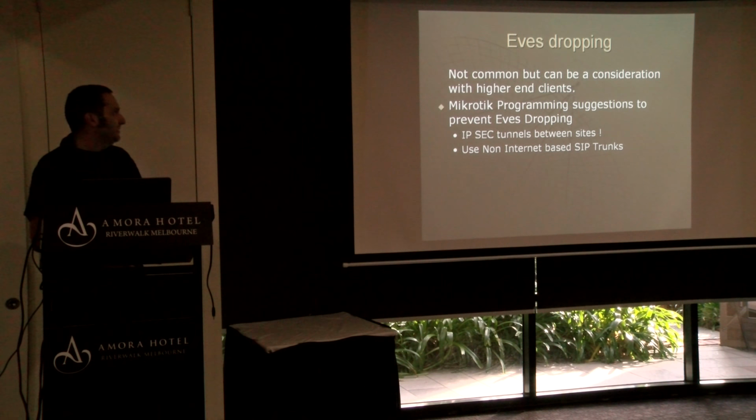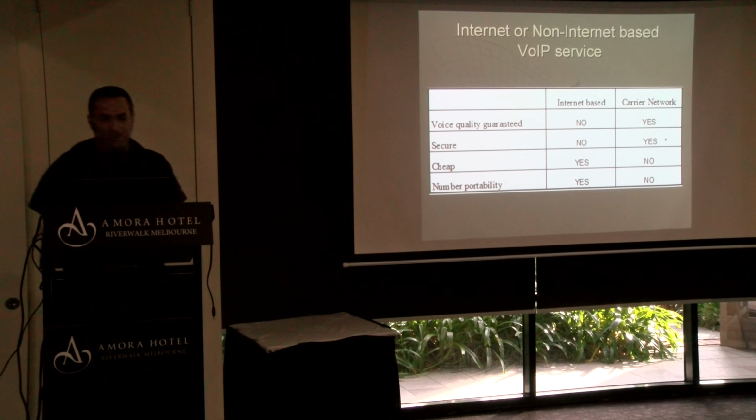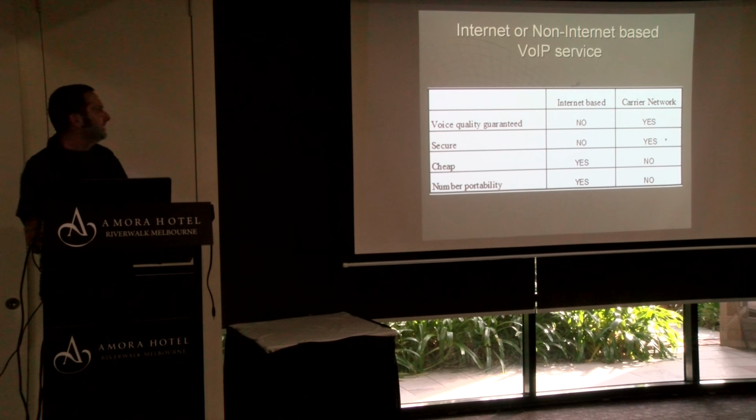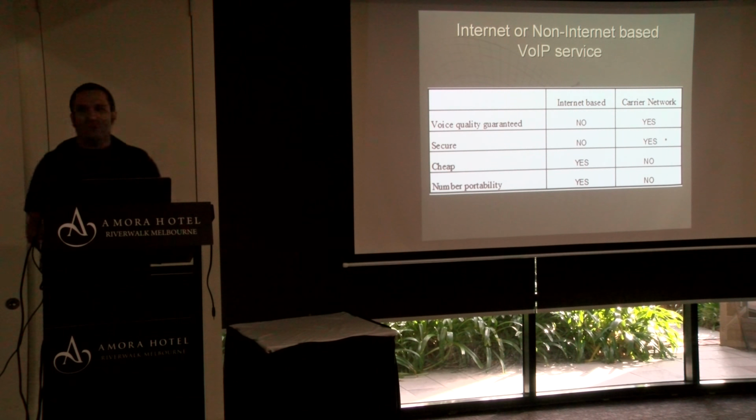other technologies, there are two breeds of VoIP trunks. One is internet based and the other one is carrier network. They've both got their advantages and disadvantages. Voice quality is always guaranteed on a carrier network. There's no contention.